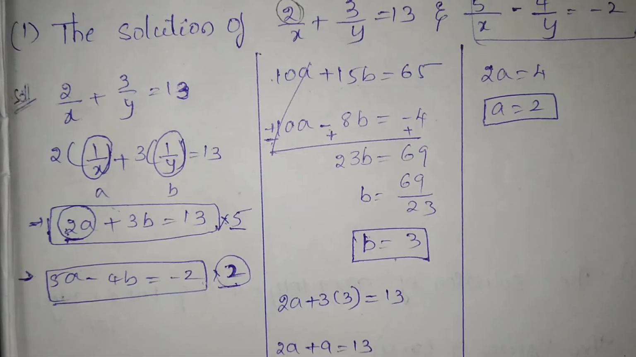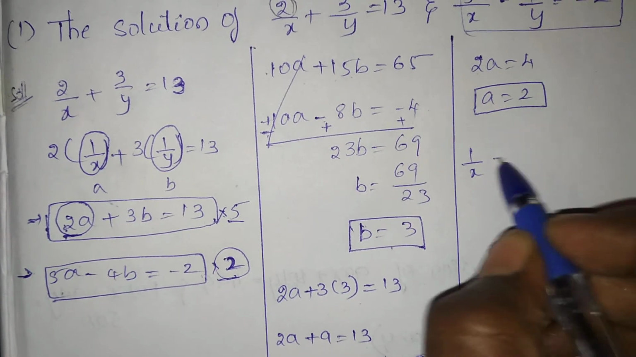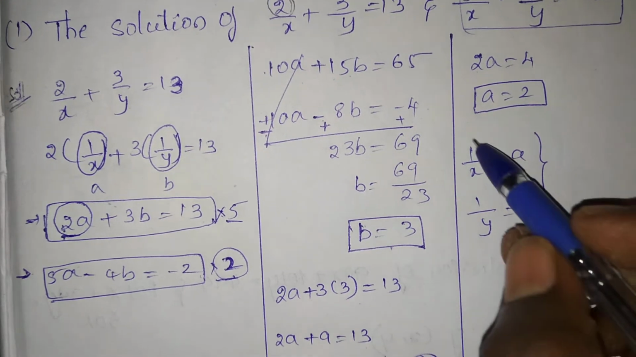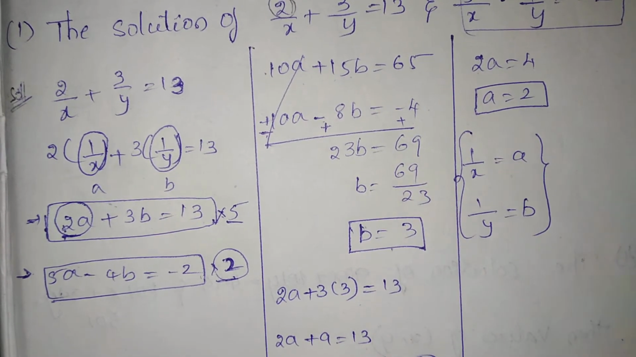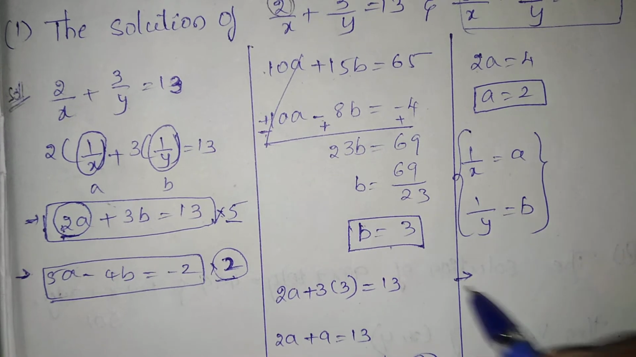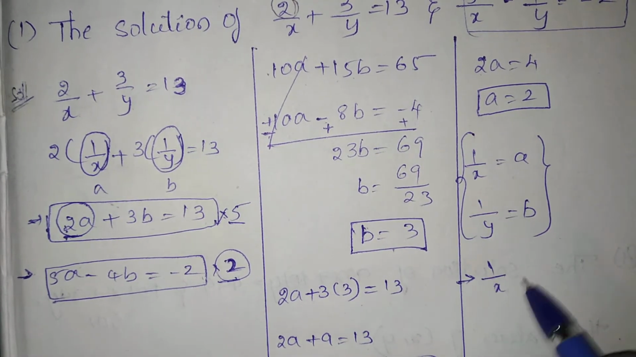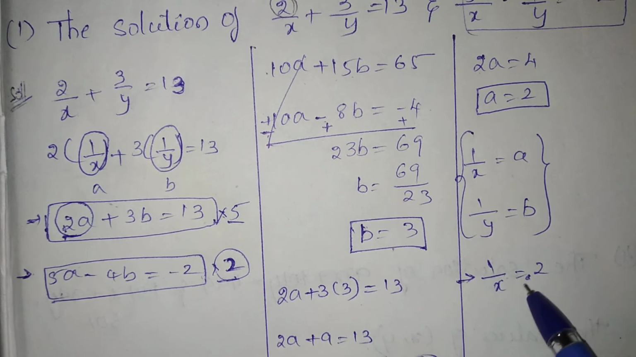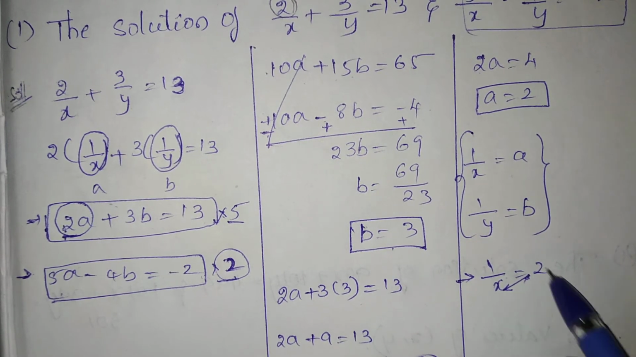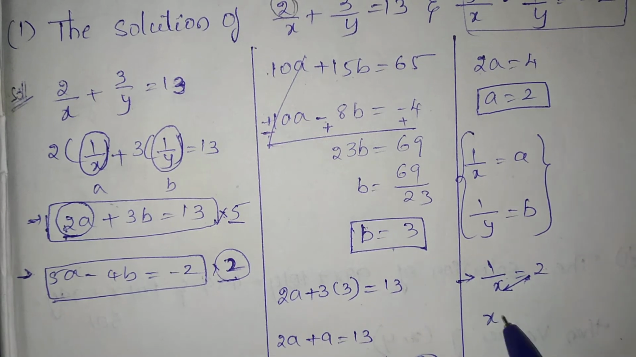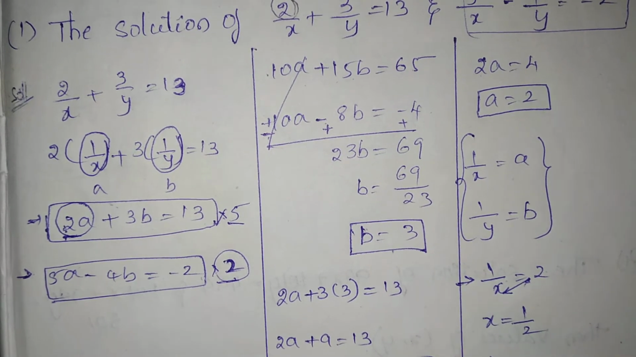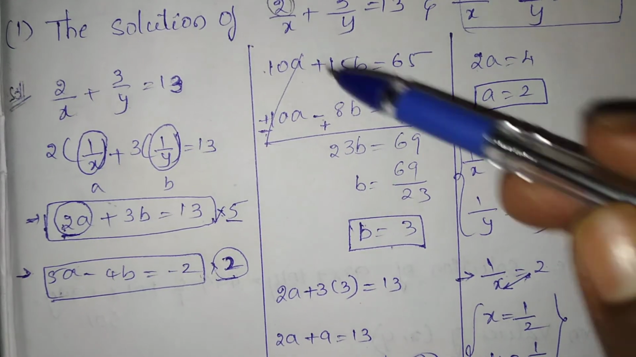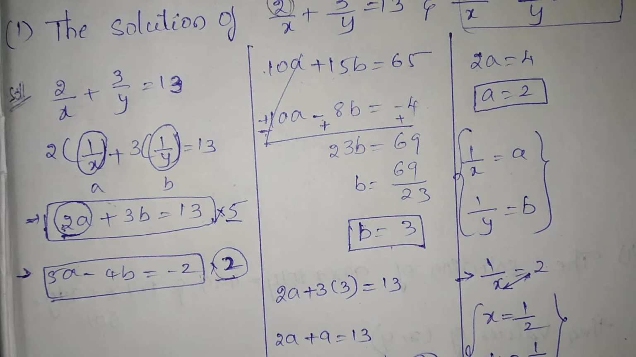In the starting we considered 1 by x is equal to a and 1 by y is equal to b. In the similar way, I am going to substitute the a and b values in their respective equations, so that 1 by x is equal to a is equal to 2. Here the 2 goes there and x is equal to 1 by 2, and y is equal to 1 by 3. The values of x and y are 1 by 2 and 1 by 3.